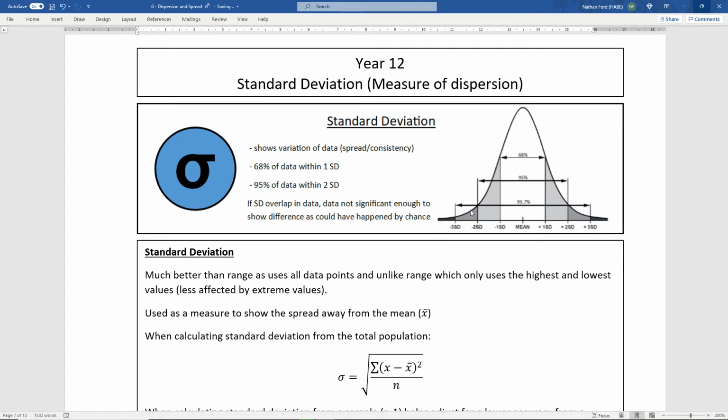Okay, so this here is a normally distributed graph. Now if this is normally distributed, what that means is that 68% of the data, so that's quite a lot of the data actually, is within what we call one standard deviation. So one standard deviation above or one standard deviation below the mean.